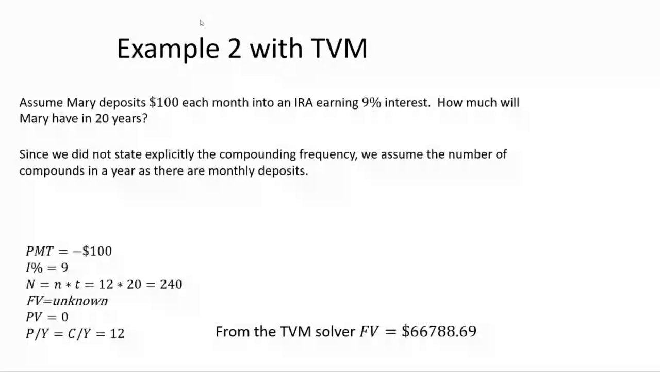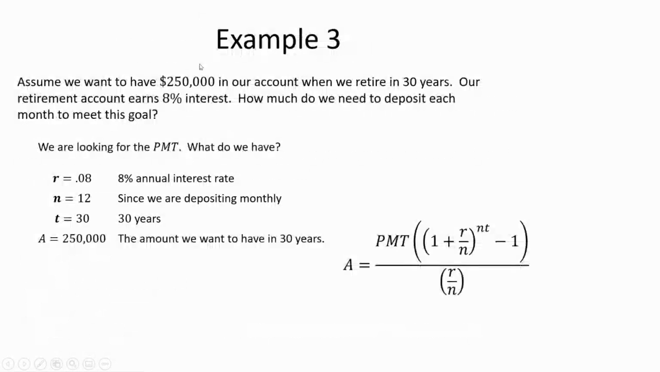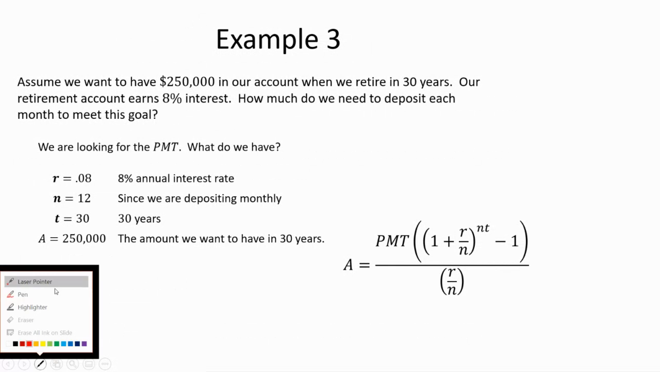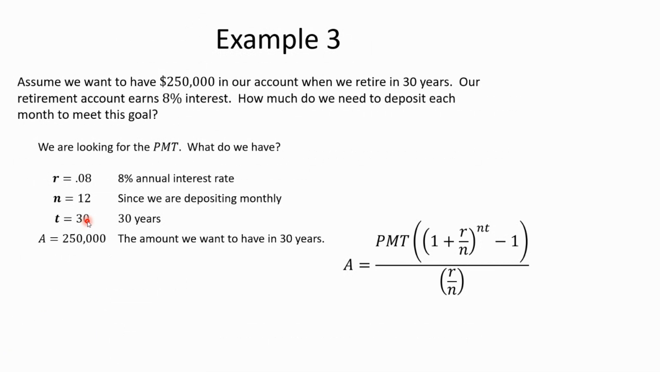Okay, so let's keep going. Let's do some more stuff. Let's do another example. Here we're going to use the formula. Let's assume we want to have $250,000 in our account when we retire in 30 years.